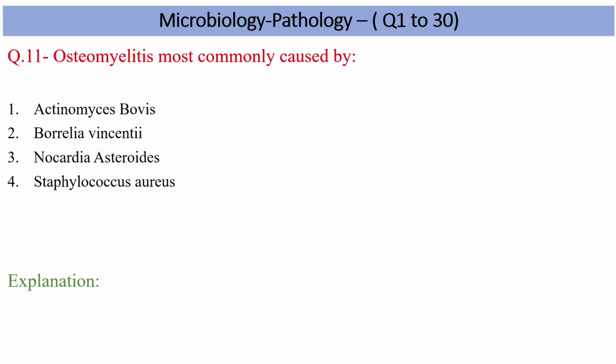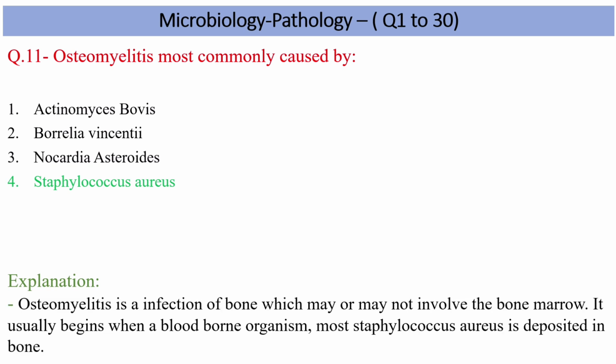Osteomyelitis is most commonly caused by: Actinomyces bovis, Borrelia vincenti, Nocardia asteroides, Staphylococcus aureus. Correct option is Staphylococcus aureus. Osteomyelitis is an infection of bone which may or may not involve the bone marrow. It usually begins when a blood-borne organism, most commonly Staphylococcus aureus, is deposited in bone.